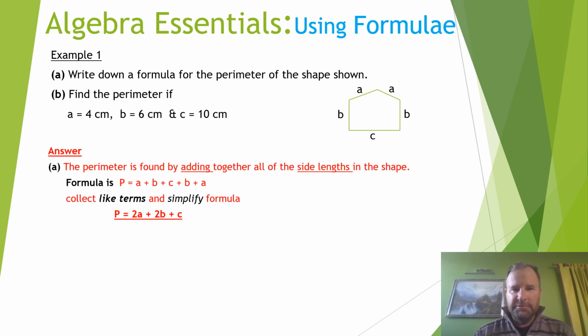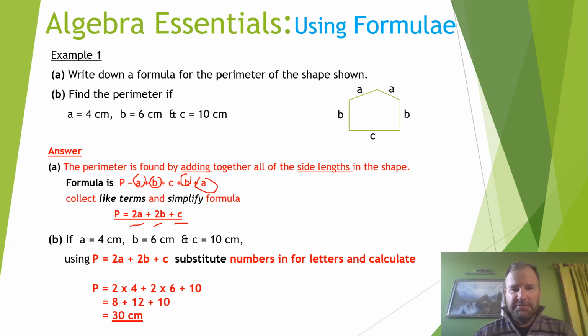Remember, the formula for the perimeter is found by adding all of the side lengths together. So if we add all the side lengths together, the A plus the B plus the C plus the B plus the A, we get here this formula. But then if we collect the like terms, the A and the A together, we get the 2A. And if we collect the B and the B, we get the 2B, and we're left with the C. So that's the formula for the perimeter when you've collected the like terms and simplified it. Well done if you got there.